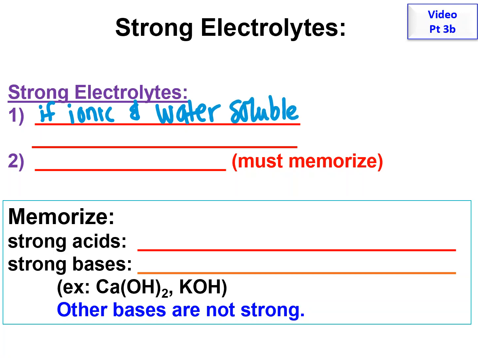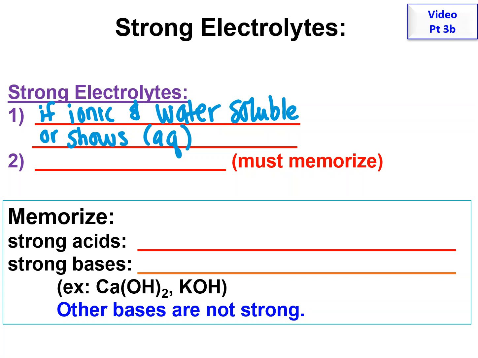That's why we need to be able to look and tell if something is water soluble. If you don't know it's water soluble, but it shows that symbol, AQ, then we know it's dissolved in water and we know it's water soluble.